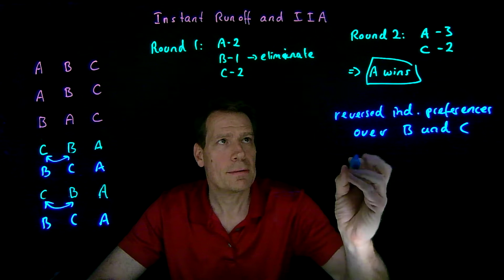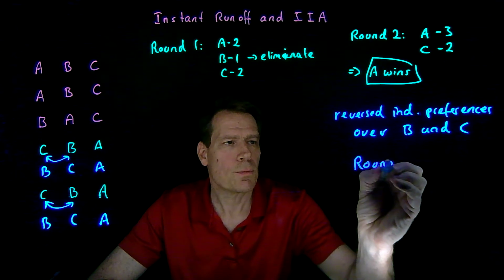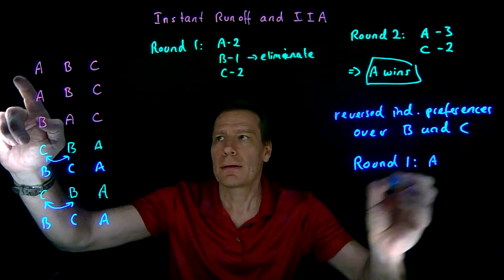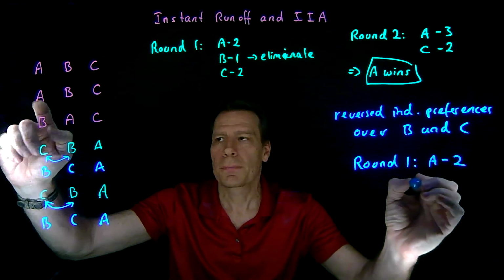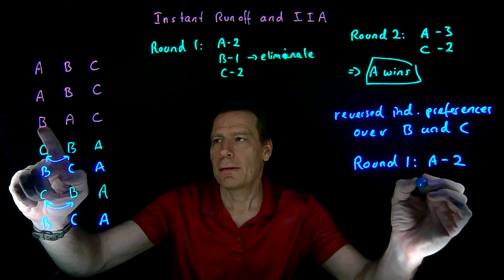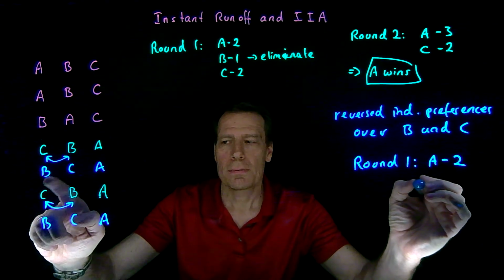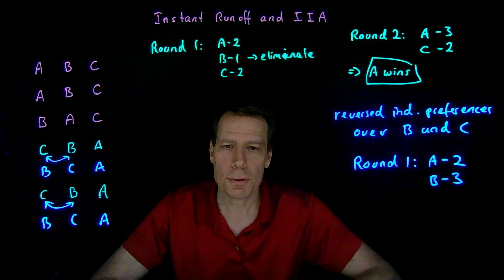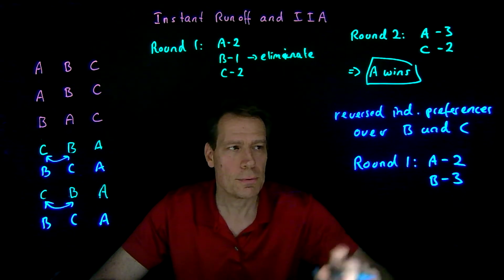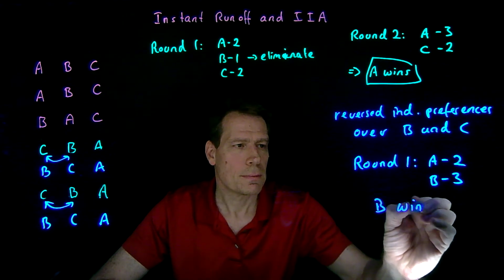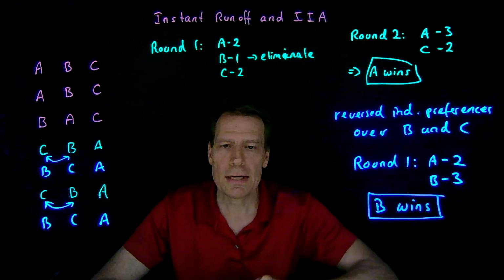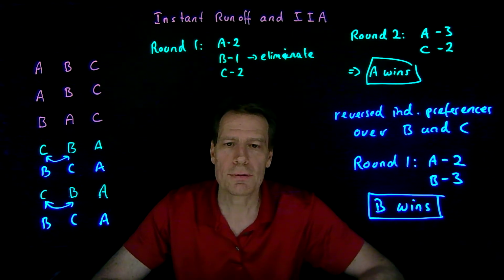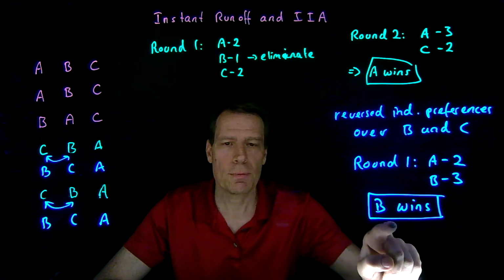So we run the election again. Round 1. We see how many first choice votes. So candidate A gets these 2 votes. And candidate B gets this vote, and this vote. So candidate B gets 3 votes. We already have a majority rule winner. We don't have to go into round 2. B wins. So by changing how 2 of the voters felt over B and C, we've changed the outcome of the instant runoff election. A won before, B wins now.